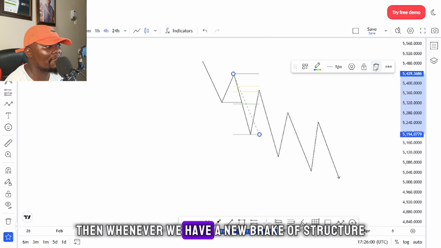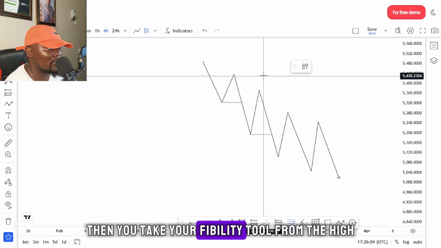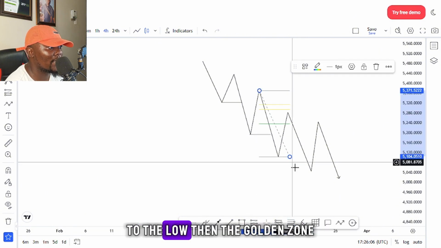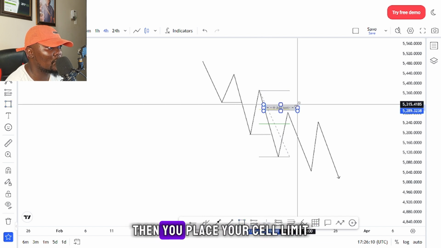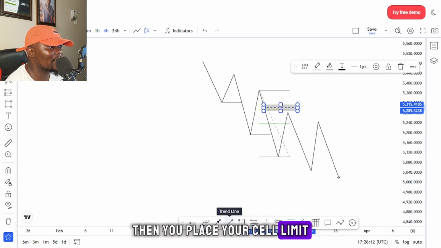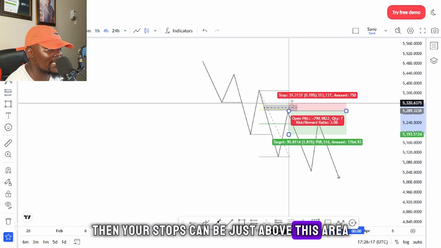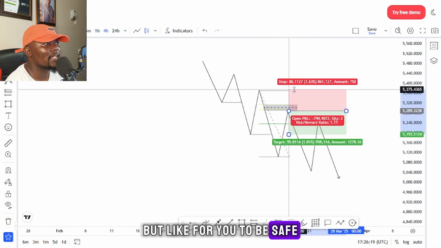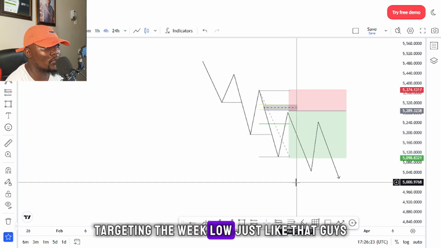Then whenever we have a new break of structure just like this, you take your Fibonacci tool from the high to the low, then the golden zone, you can just map it out like this. Then you place your sell limit just below this area here, then your stops can be just above this area. But for you to be safe, you can just place your stop loss from the previous high, targeting the weak low, just like that, guys.